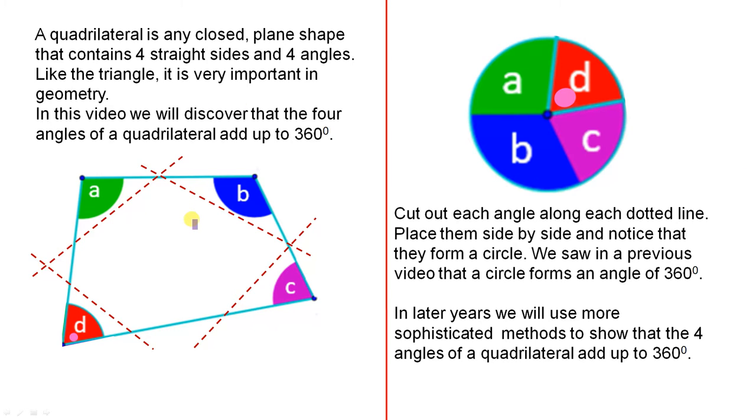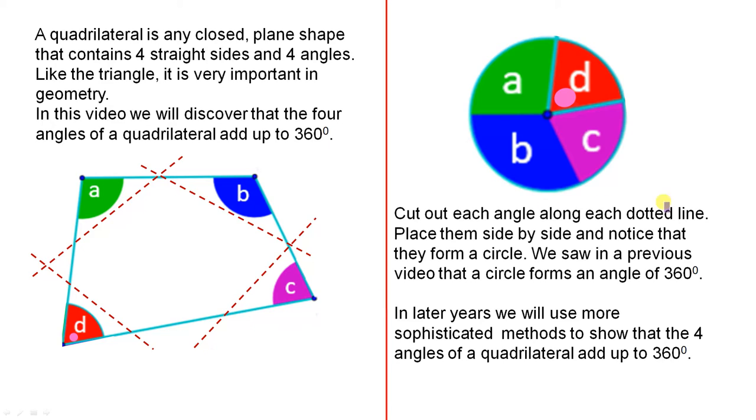So here's a quadrilateral. It has the four straight sides and it has the four angles. Now these dotted lines represent where we cut with the scissors. So pretend, if you like, that that's a sheet of paper and we've drawn the quadrilateral. So cut each of the four angles out along those dotted lines, just like that.